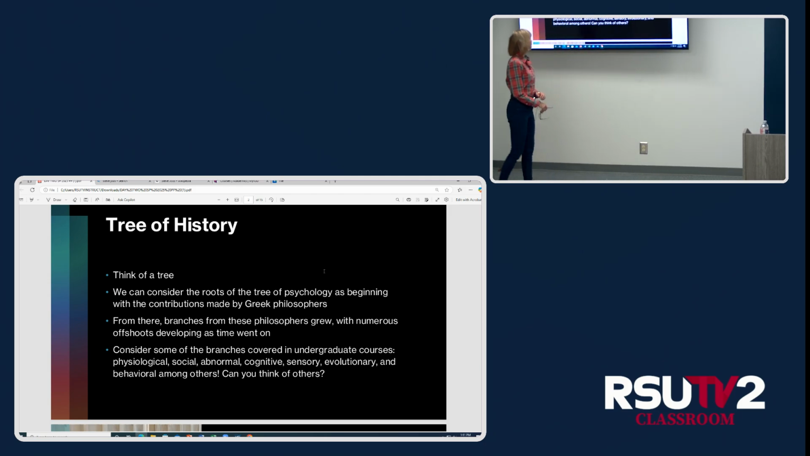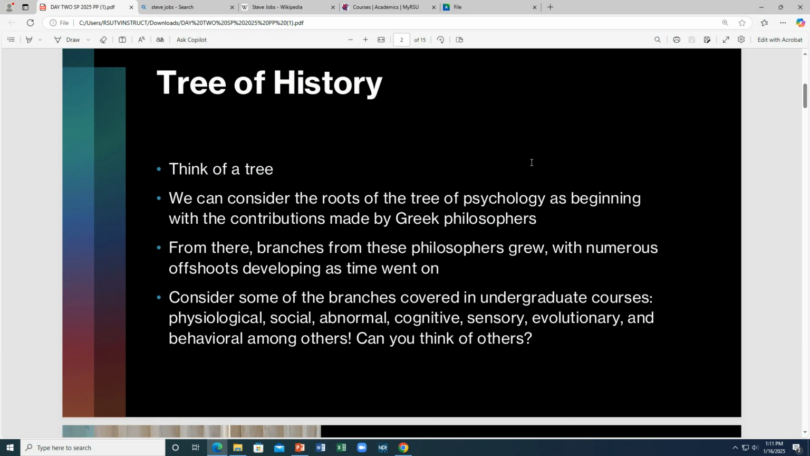So contributions made by the Greek philosophers were numerous, and although the philosophers we're going to be talking about share some commonalities, and you can sort of see how one influenced the other, they all have their unique approach to understanding the world, understanding the mind, and also unique interests. So as time went on, branches from these philosophers grew, and numerous offshoots developed. So let's just think about branches of psychology.